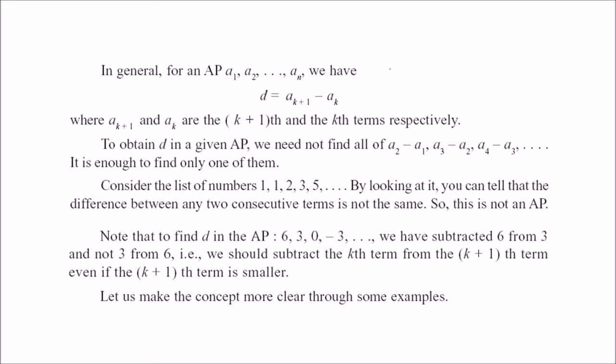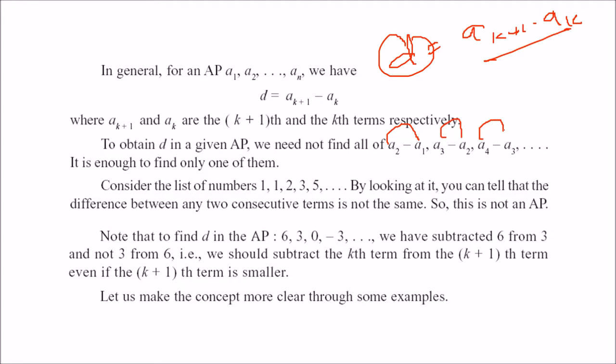So let us generalize it. The common difference is nothing but the next term minus the previous term, any general term will give you a common difference. Either it can be A2 minus A1, A3 minus A2, A4 minus A3, and so on and so forth. Now just take this example. 1 minus 1 is 0, 2 minus 1 is 1, 3 minus 2 is 1, and 5 minus 3 is 2. So 0, 1, 1, 2. There is no common difference. The differences are not common. So it is not an AP. This is actually a Fibonacci series. It is not an AP.